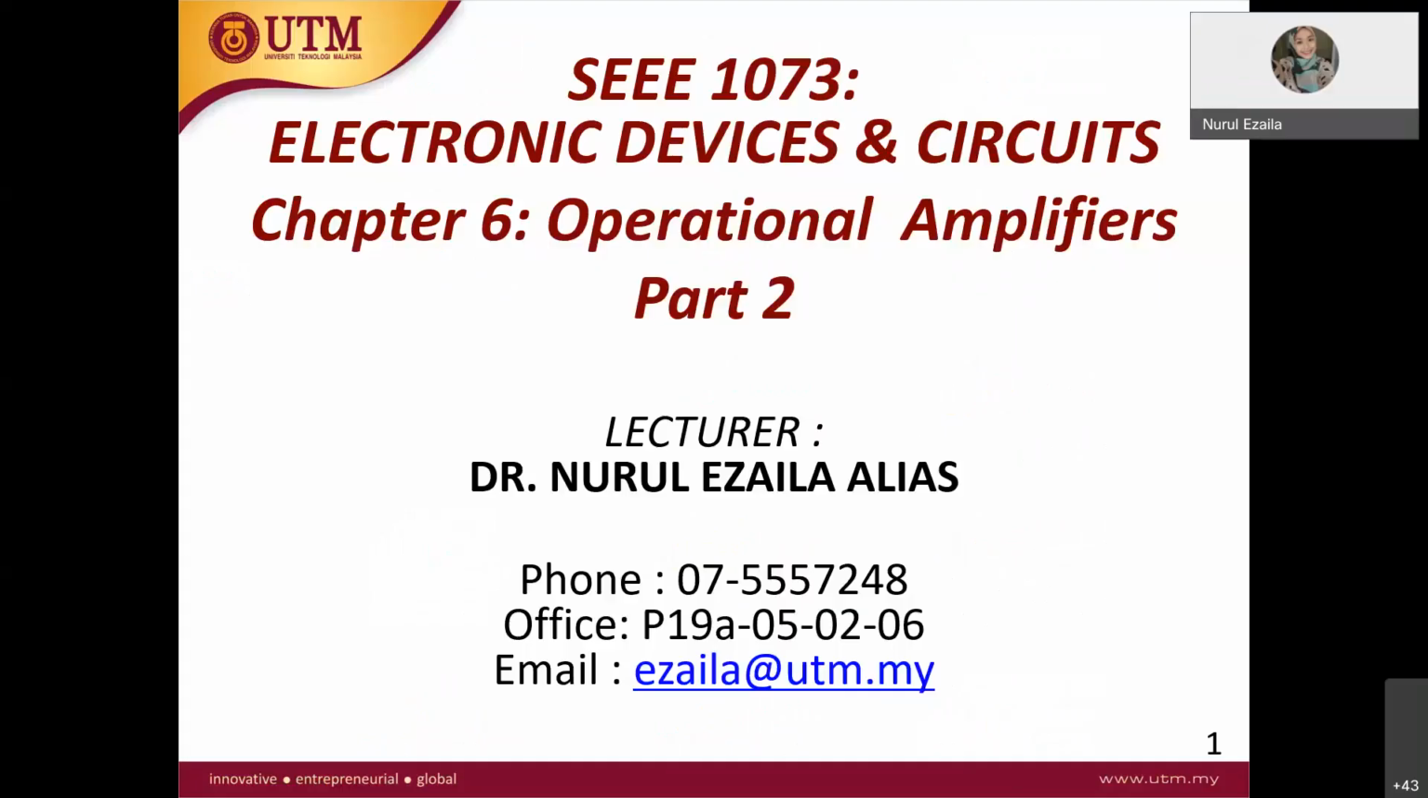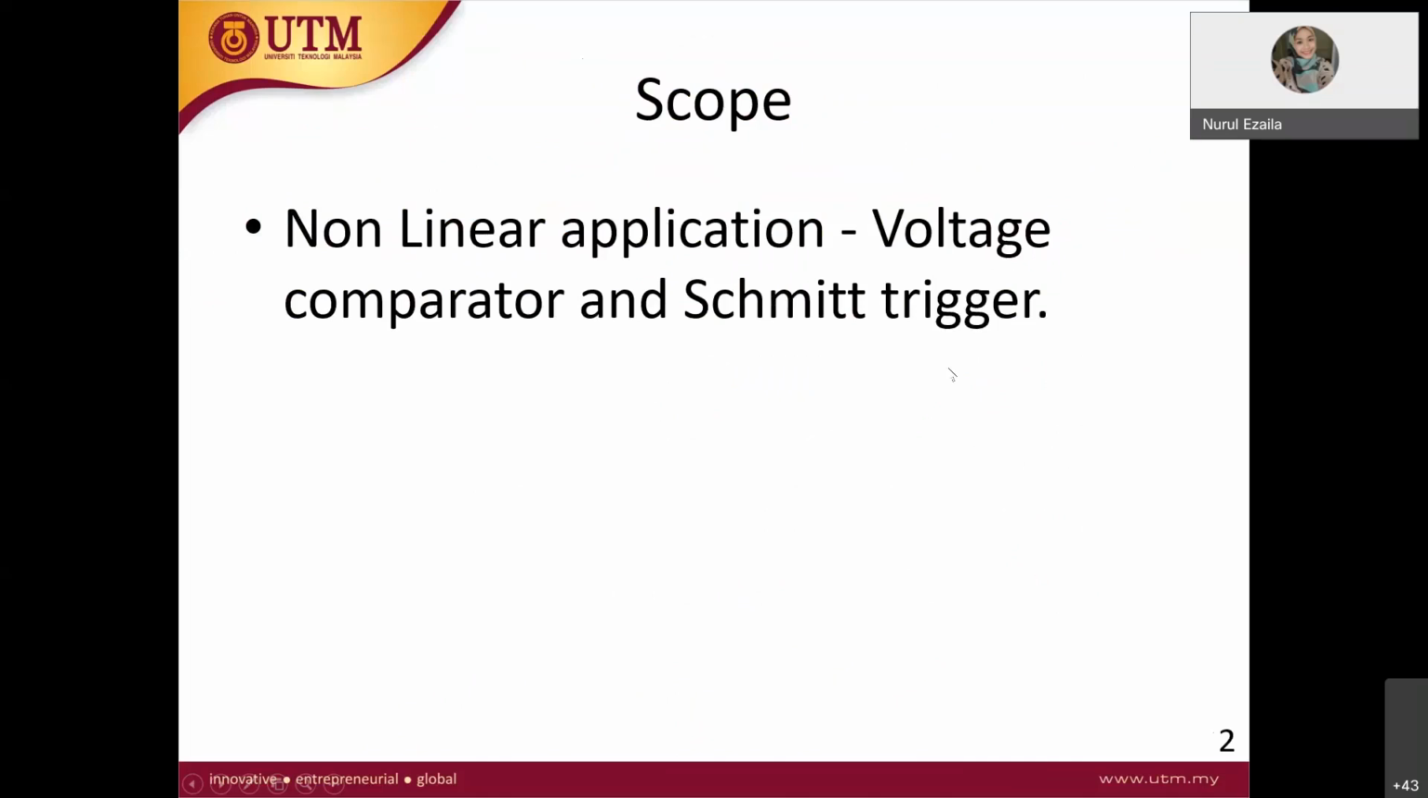So now we will start with the non-linear amplifier, the op-amp part 2. This one is a little bit different from the linear amplifier. We only have two types of non-linear amplifier: a voltage comparator and also the Schmitt trigger. Only these two types will be asked in the final exam.